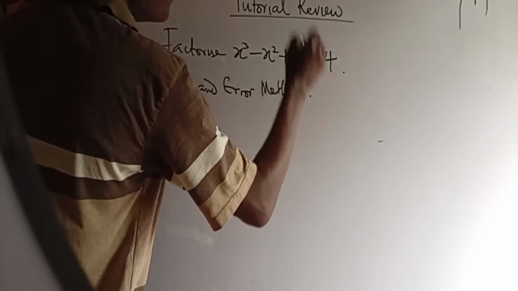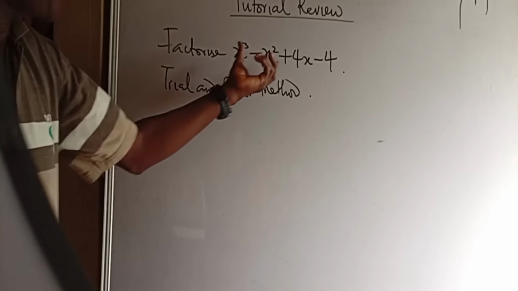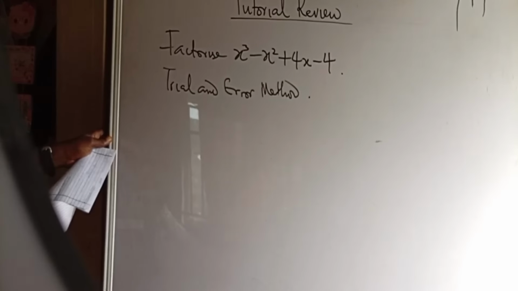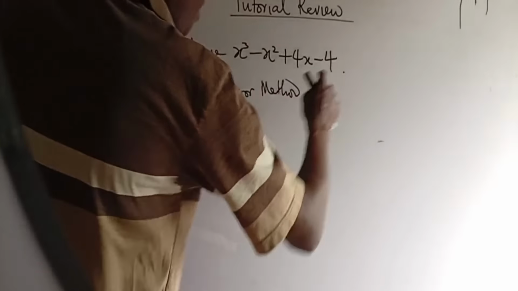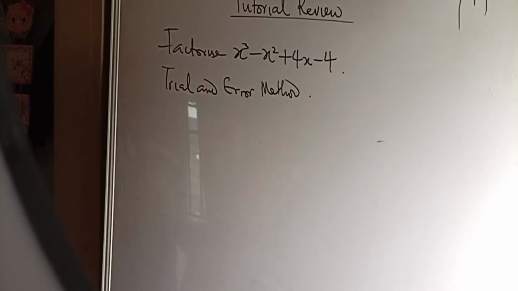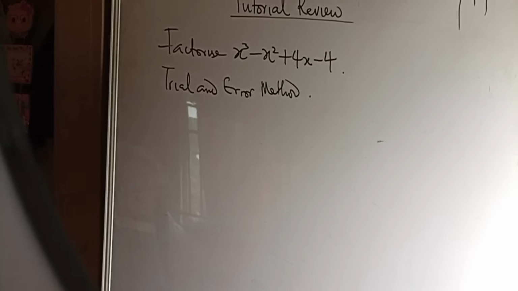We use the trial and error method to find a possible factor of this polynomial. For us to be able to get the factors of this particular polynomial, the highest degree is 3. This is what we call a cubic expression, because the highest degree is 3. That means the polynomial will have three roots, because it has 3 as the highest degree of the variable x.